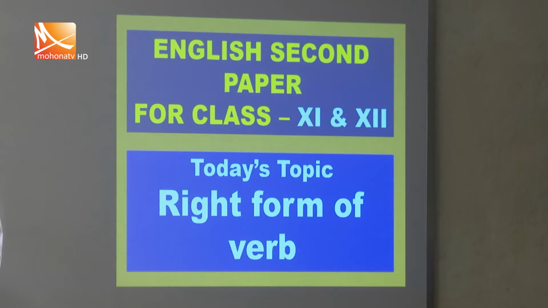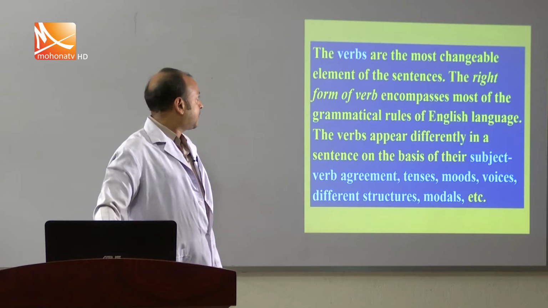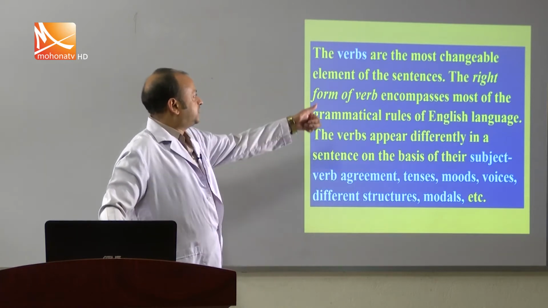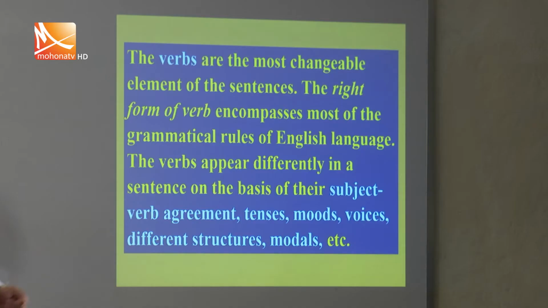So, there are a number of rules to make correction in this section. So, let us see what is right form of verb first. In the board, the verbs are the most changeable element of the sentence. The right form of verb encompasses most of the grammatical rules of English language.